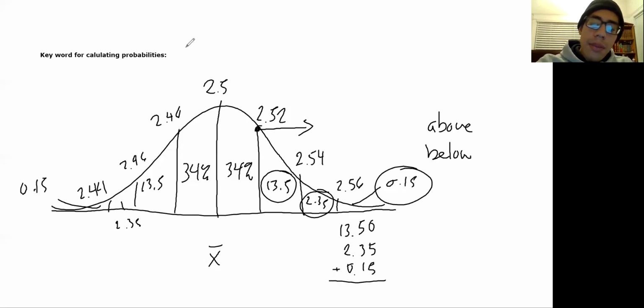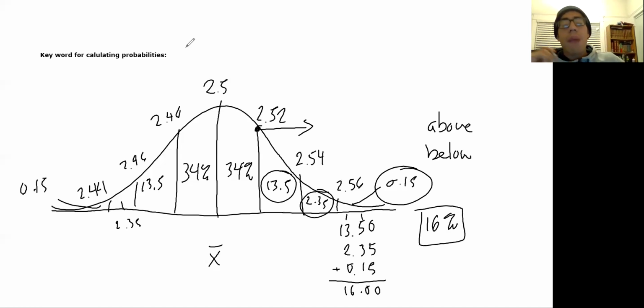All right, that's a 0. Adding these up, the answer would be 16%. There's a 16% probability that a penny, from the previous problem, will be heavier or above 2.52 grams, okay?